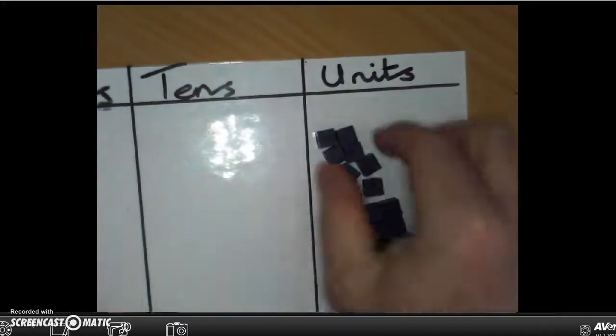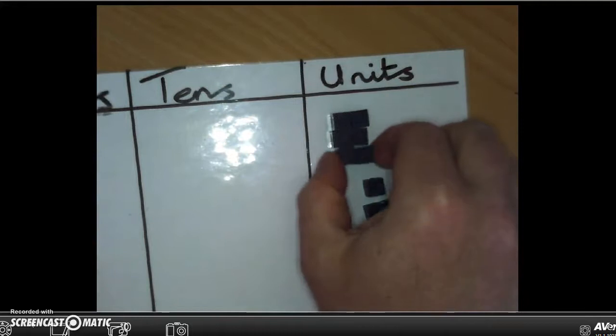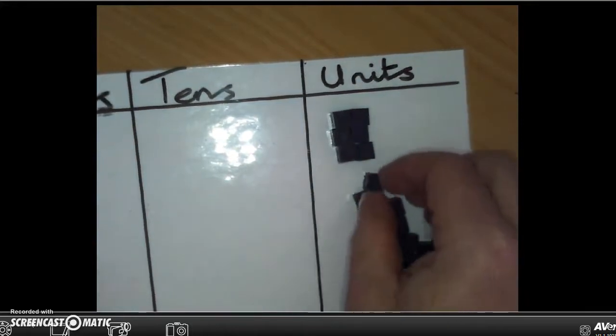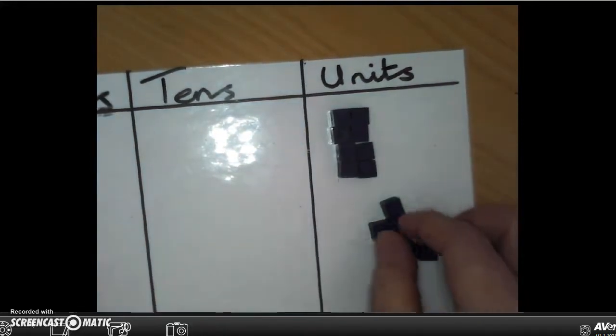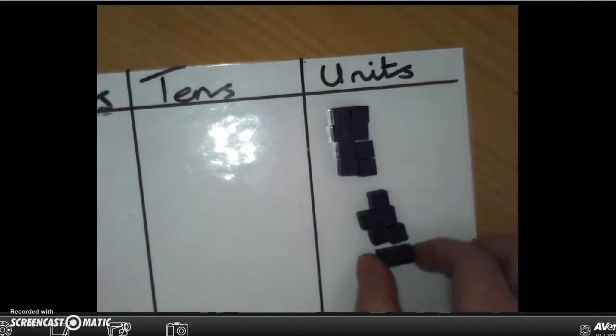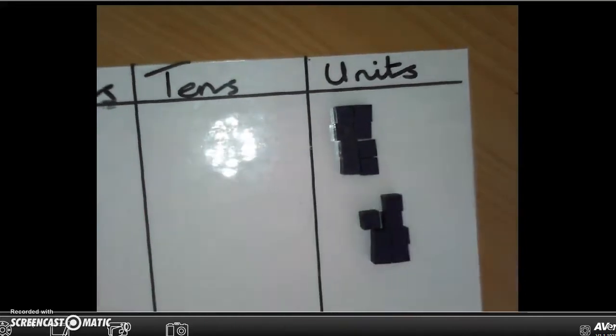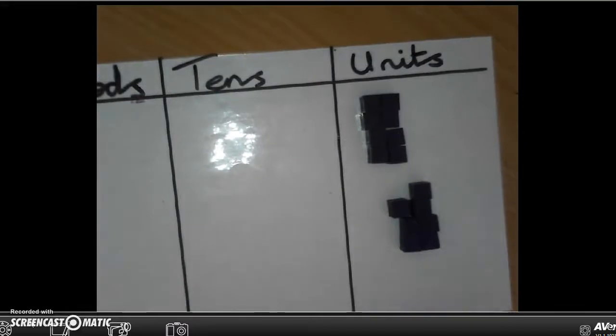And let me show you what's happening with the Dienes blocks. We've added 2, 4, 6, 8 and 2, 4, 6, 7 together in the units, and we've got 15. So we cannot write 15 in the units column. The biggest digit we can have is 9.